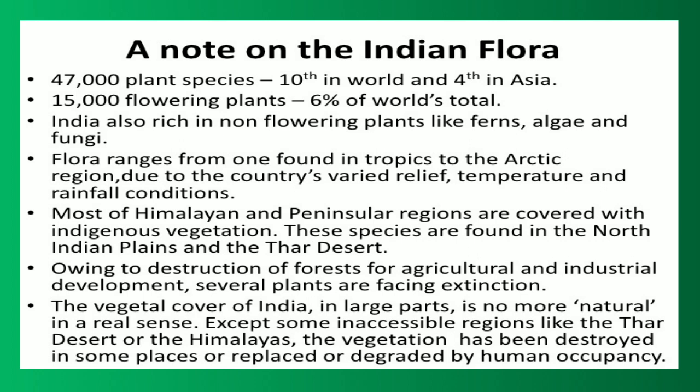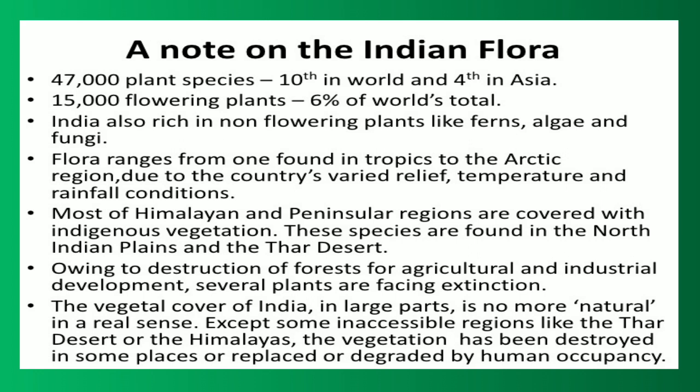Most of the Himalayan and peninsular regions are covered with indigenous vegetation. These species are found in the North Indian plains and the Thar Desert. Owing to destruction of forests and agricultural and industrial development, several plants are facing extinction, as we have discussed.